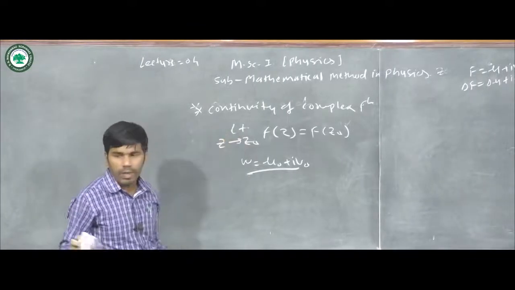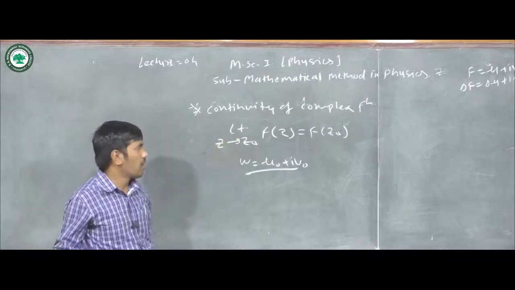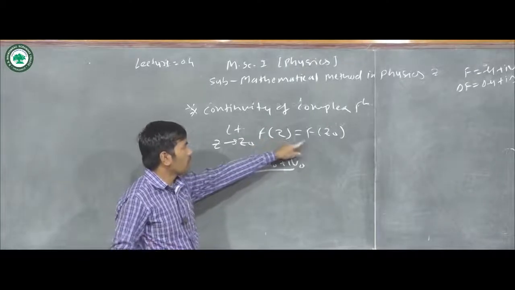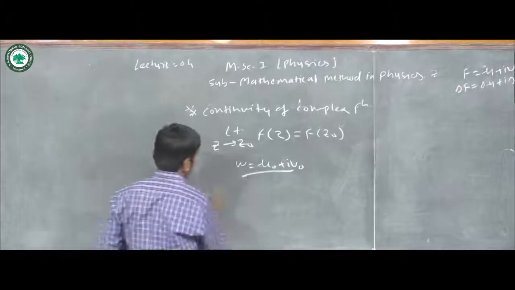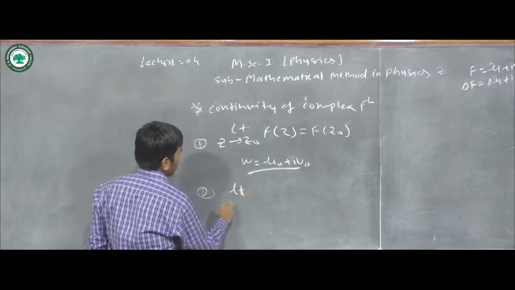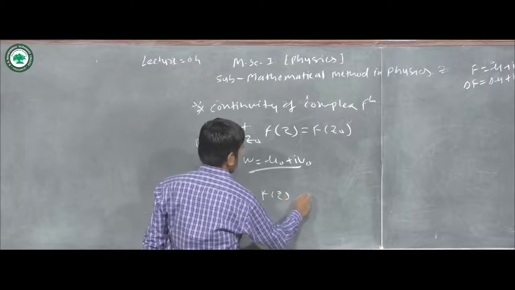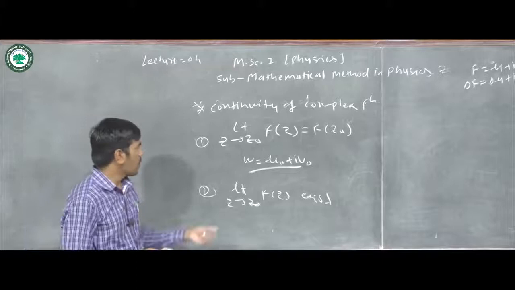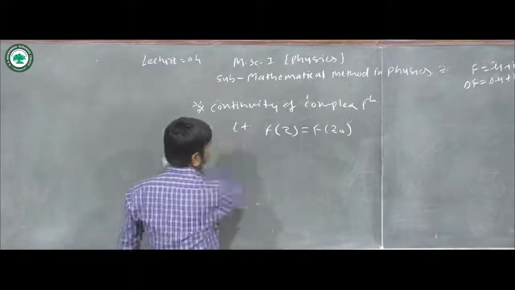Okay, so here there are two cases. One is that the limit exists, and the other is that it is equal. First one is this, and second is that f(z naught) exists. This is the first, and the second one is that at the point z naught, f(z) must exist. Okay, so if these two conditions are satisfied, we can say this function is continuous at the point z naught.